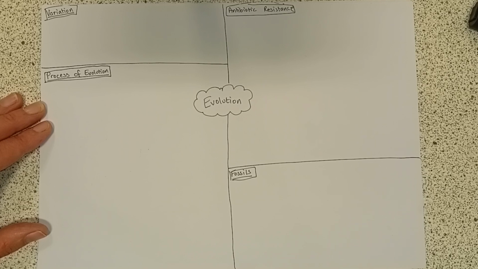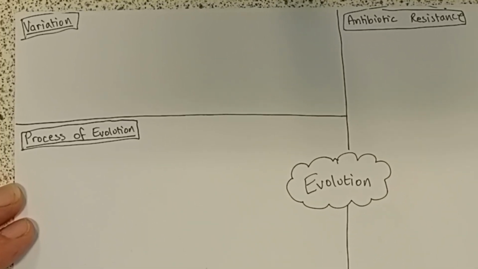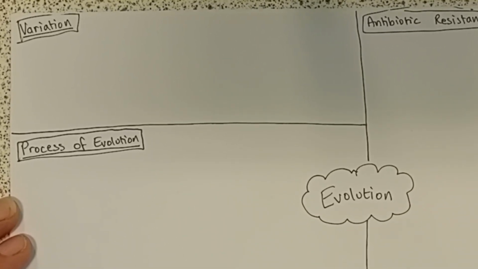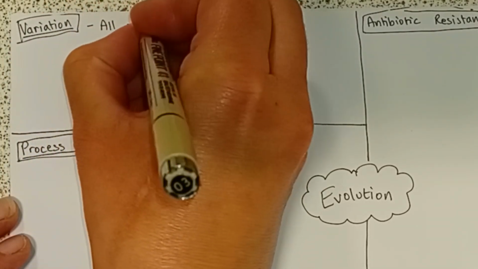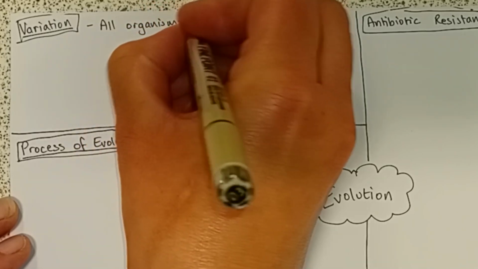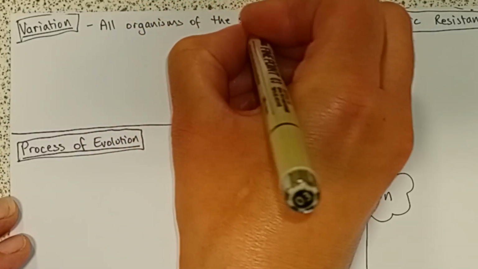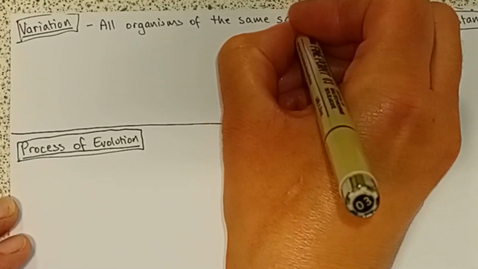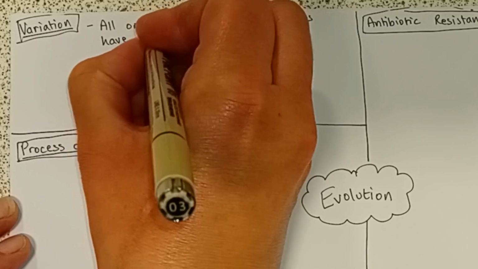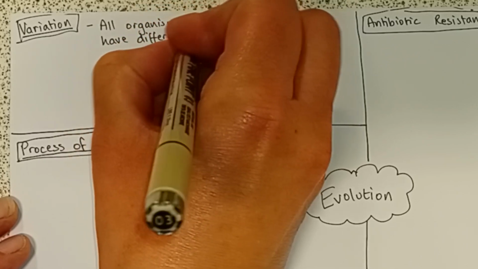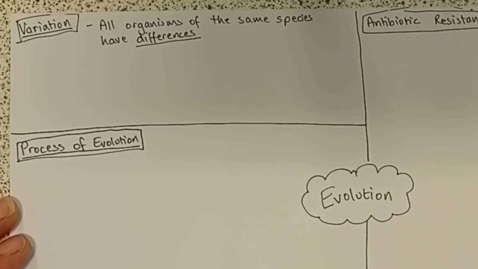Let's start with variation then. Variation just means differences between individuals of the same species. So all organisms of the same species have differences. And these differences are really important. As we said, if you've done the inheritance video, these differences mean that some individuals, some offspring, will survive and pass on their genes, which is really important.